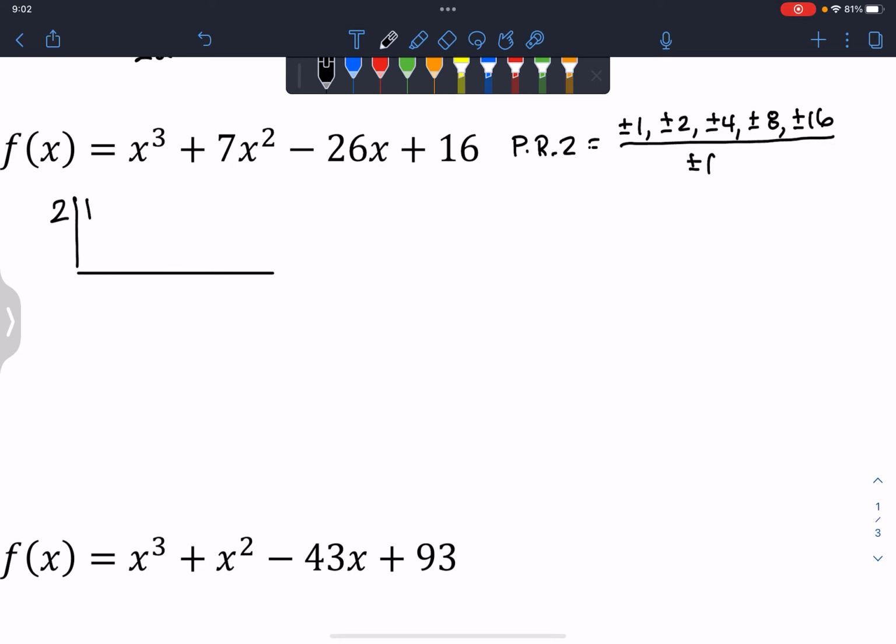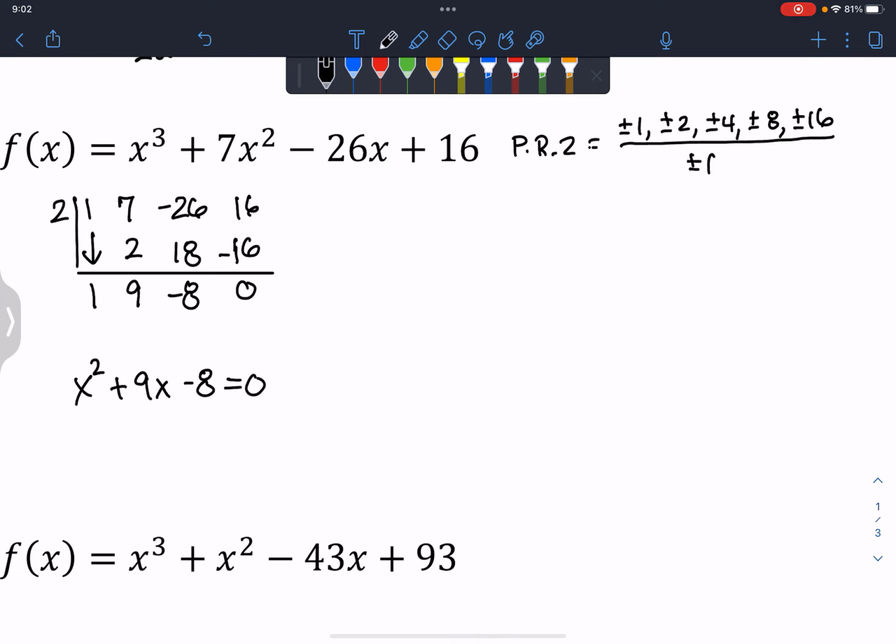So 1, 7, negative 26, and positive 16. This is 2, 9, 18, negative 8, and negative 16 and 0. So positive 2 did in fact work. So we have 1x squared plus 9x minus 8. And now we want to see what makes this equal to 0.